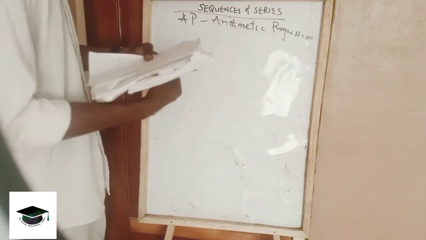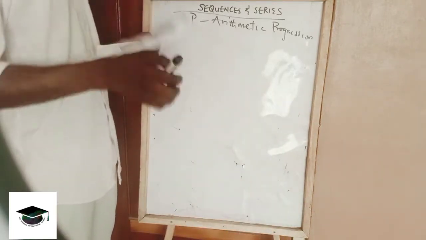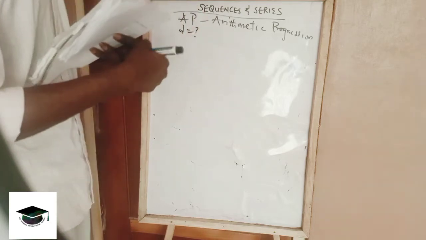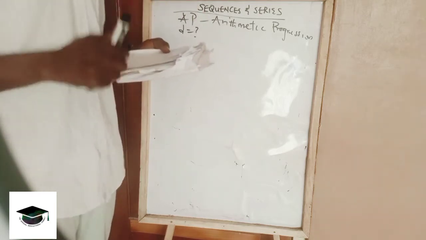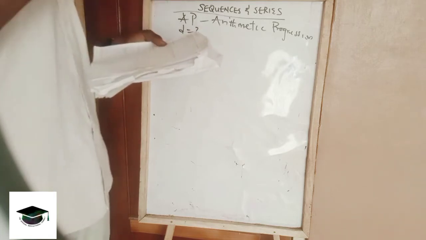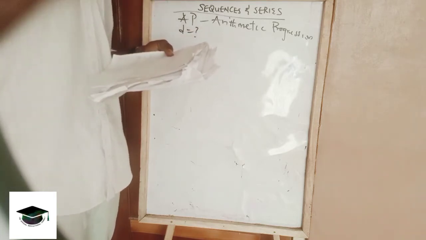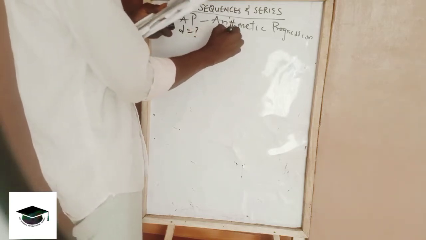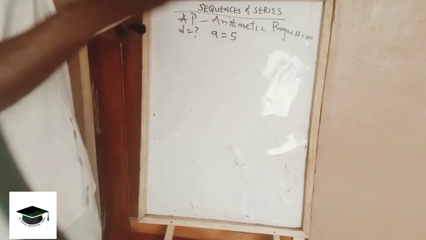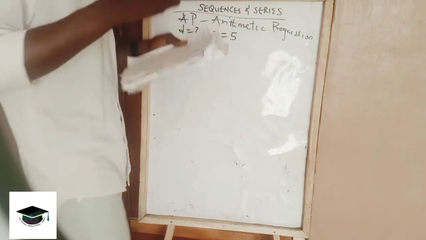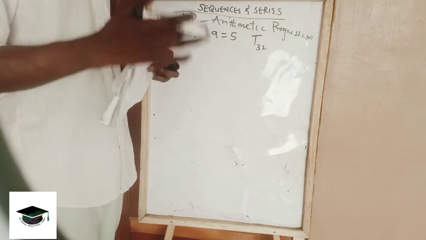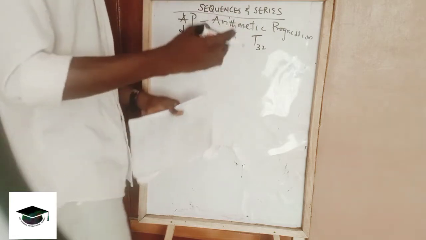Okay, now in this question, they said find the common difference. Find the common difference between successive terms of the arithmetic sequence for which the first term is, now they gave you the first term, they said the first term is 5, and the 32nd term is minus 119. That 32nd term means T32. Do you get it now?